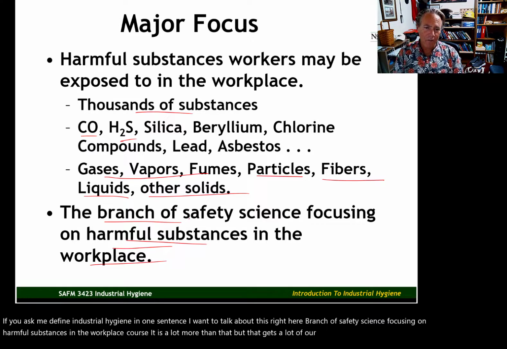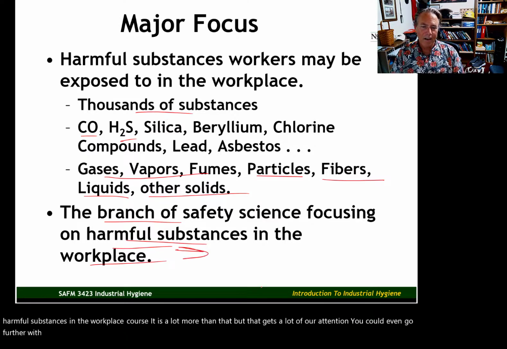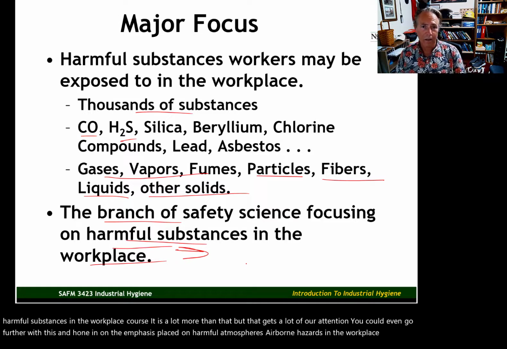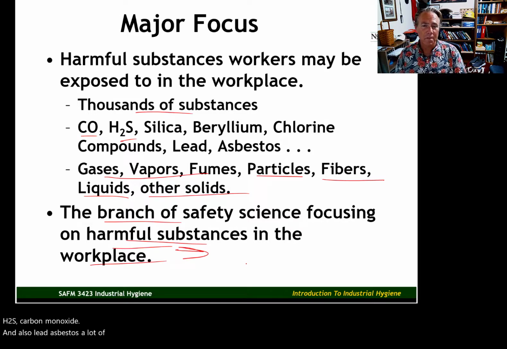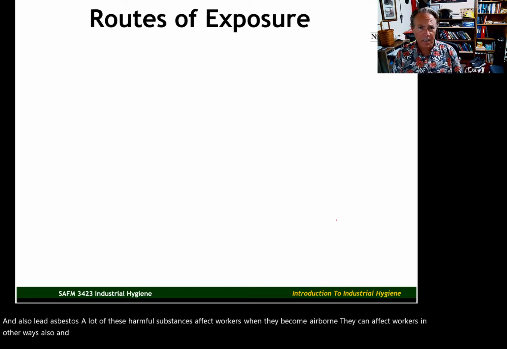You could even go further with this and hone in on the emphasis placed on harmful atmospheres, airborne hazards in the workplace, like silica, H2S, carbon monoxide, and also lead, asbestos. A lot of these harmful substances affect workers when they become airborne. They can affect workers in other ways also. And that leads me to the next thing that I want to mention: routes of exposure.